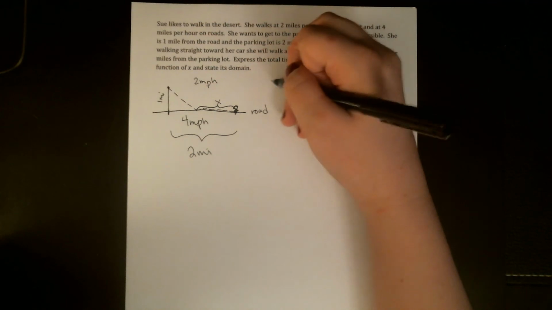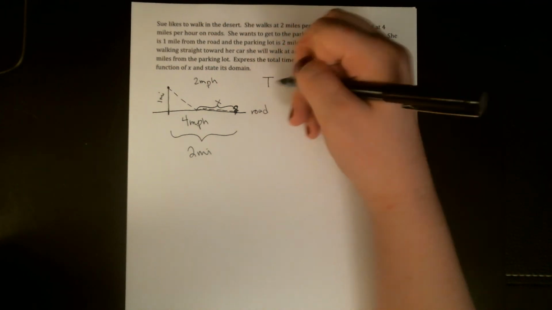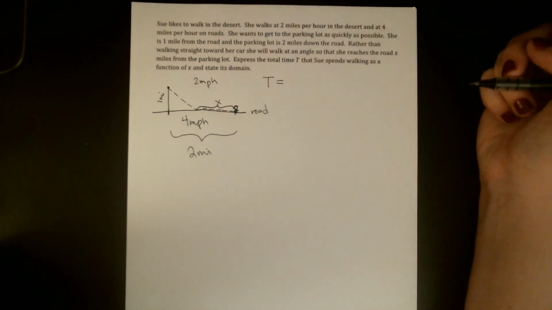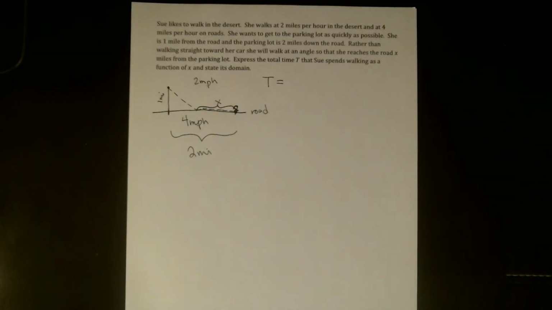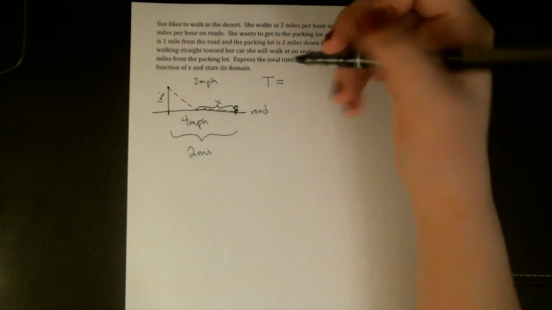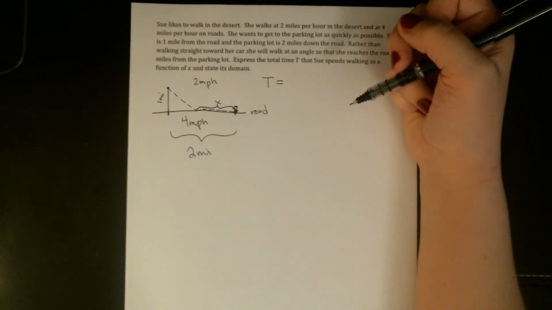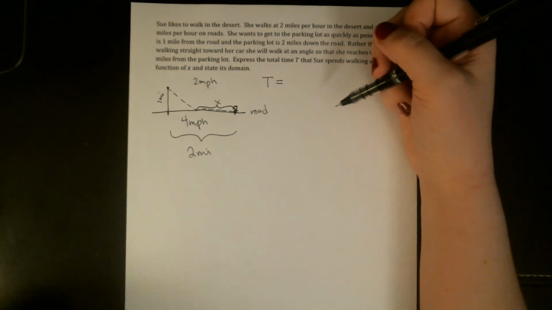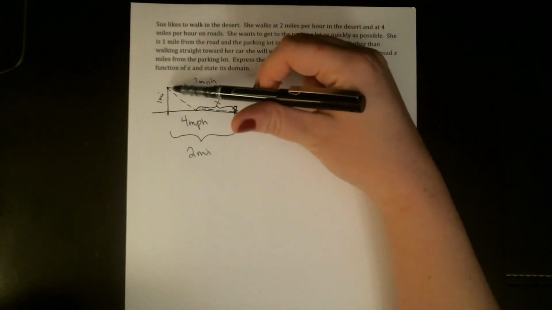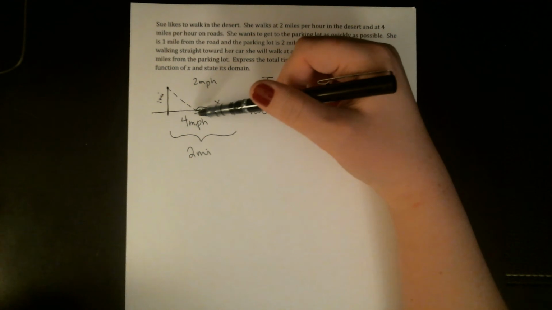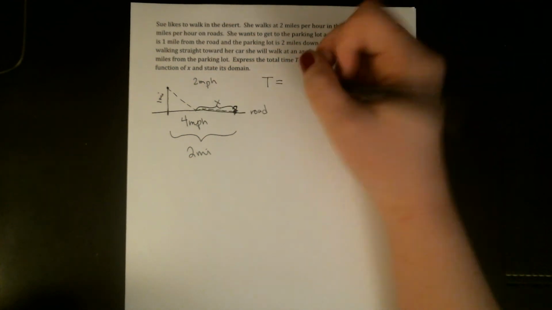Okay, so back to the time thing. We want her total time to get back to the parking lot. So I think the first important piece to recognize here is that the time has to be broken up into two parts. There's going to be the time that it takes her to walk across the desert and the time that it takes her to walk along the road.